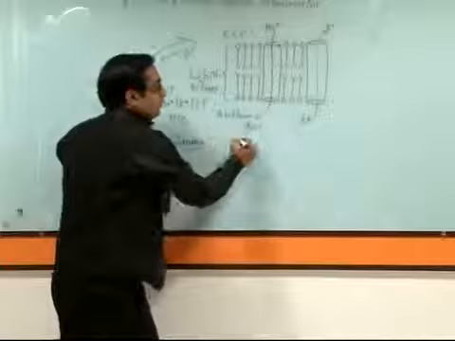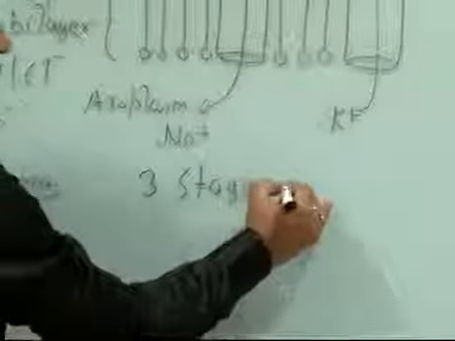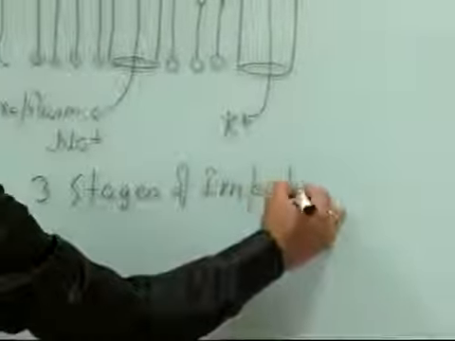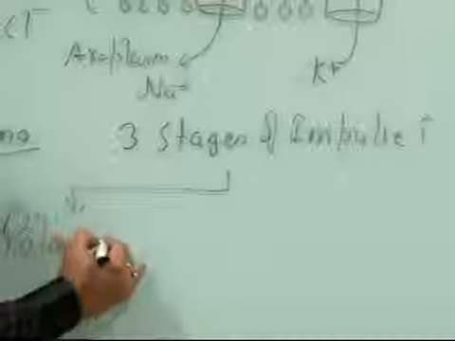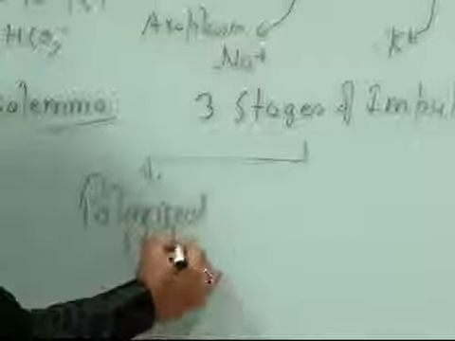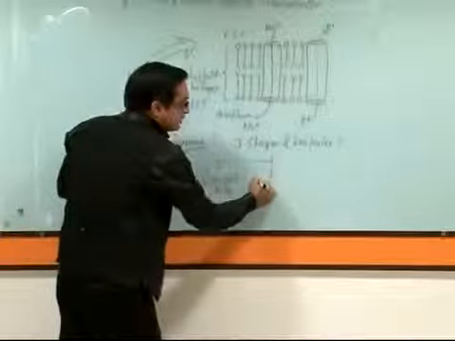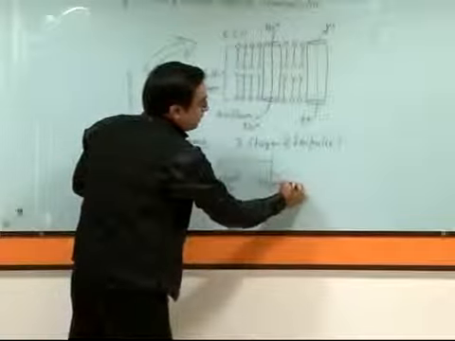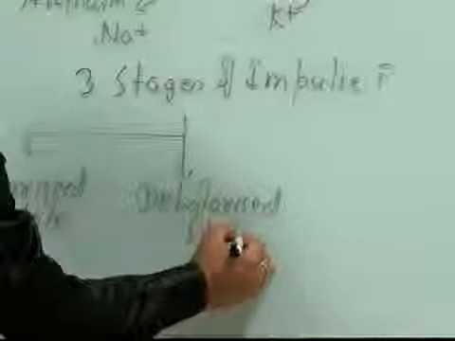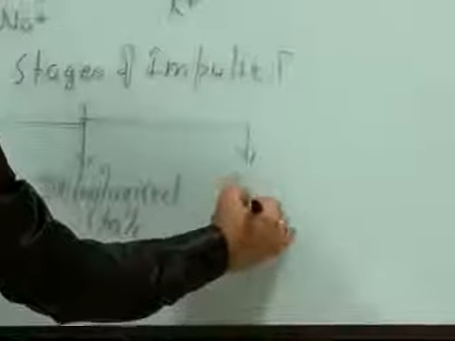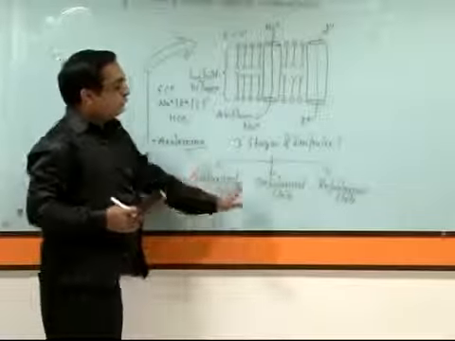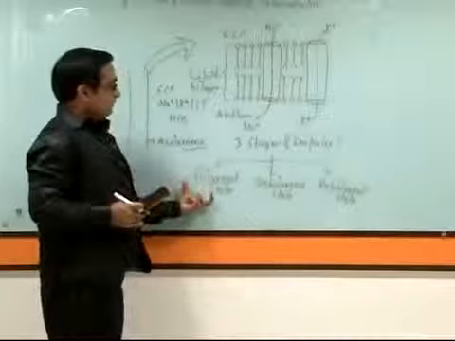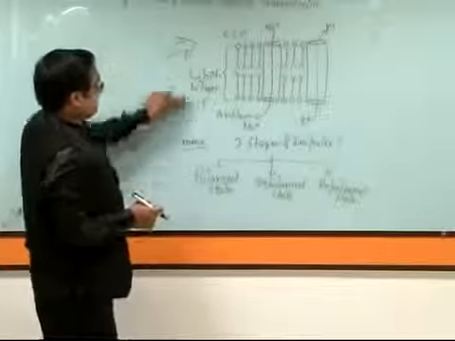Now, the three stages of impulse transmission are: first, there is polarized state, when the neuron is polarized. Second stage is depolarized state. And third stage is repolarized state. Step by step, we'll see all the three stages of impulse transmission. First, let's see the polarized state of a neuron.